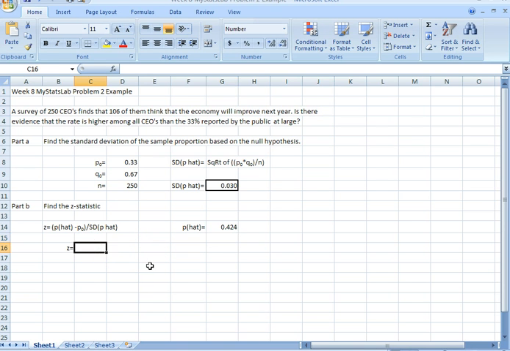Now we can go here, put in this formula, and calculate our Z statistic. So here it asks us to take p-hat, which we just calculated, minus P0 here. Let's close our parentheses, divided by the standard deviation, which we just calculated earlier. Hit enter, and there we have it. There's your Z-stat.